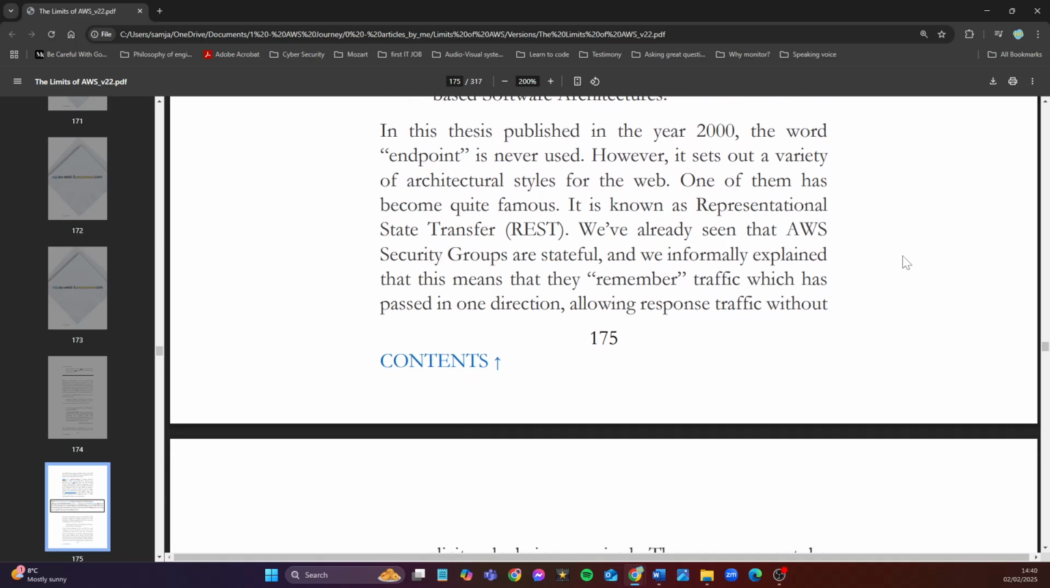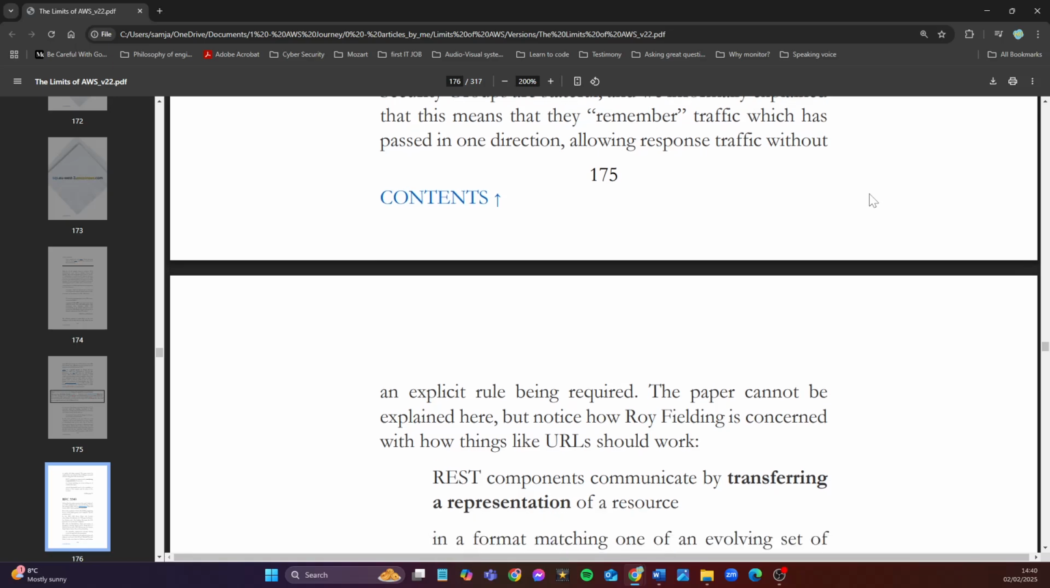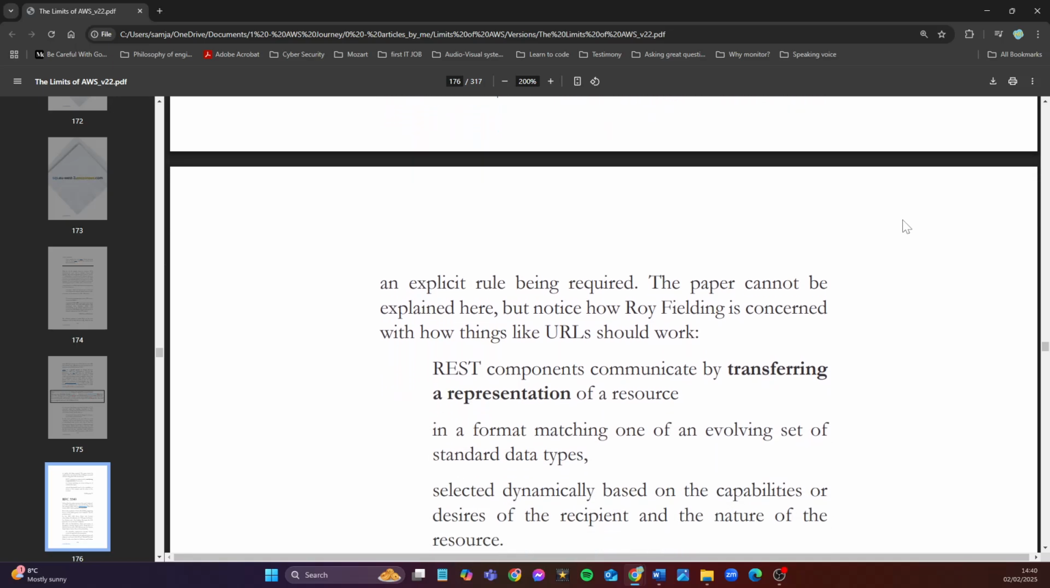We've already seen that AWS security groups are stateful, and we informally explained that this means that they remember traffic which is passed in one direction, allowing response traffic without an explicit rule. That's what it is to be stateful.